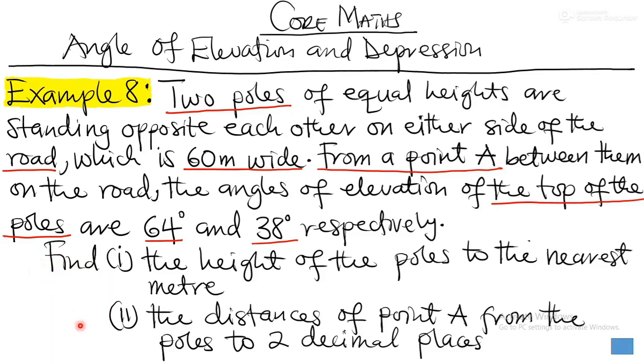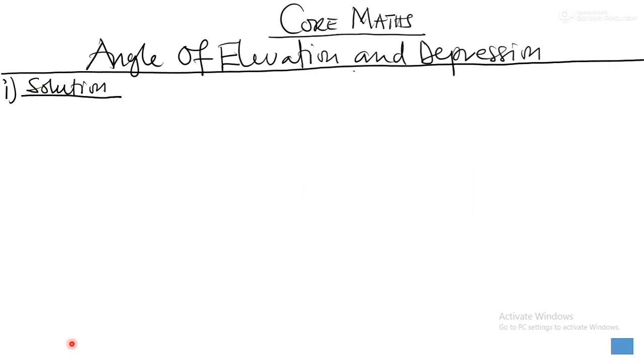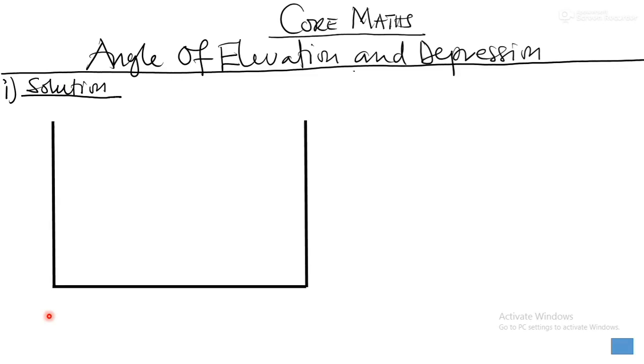Okay, good. So now let's look at the diagram. Good. So we are to have two poles of equal height. So this one and this one. And they are at the opposite sides of a road. So let's get our road. Now we were told that the road has a width of 60 meters. I hope you are following. Good. So that is the width of the road.